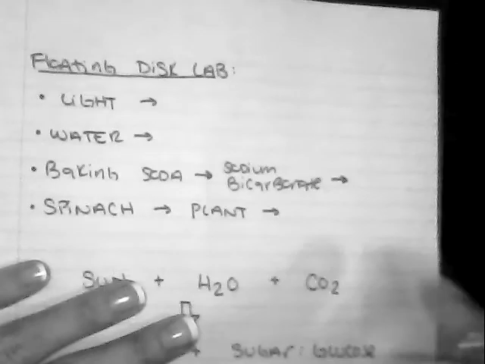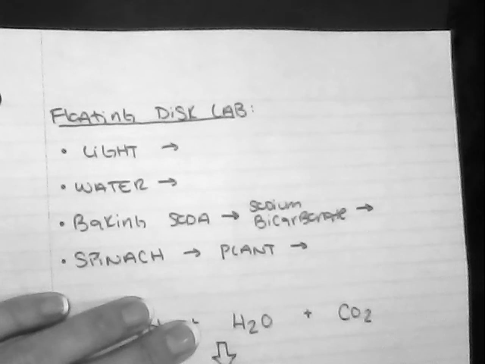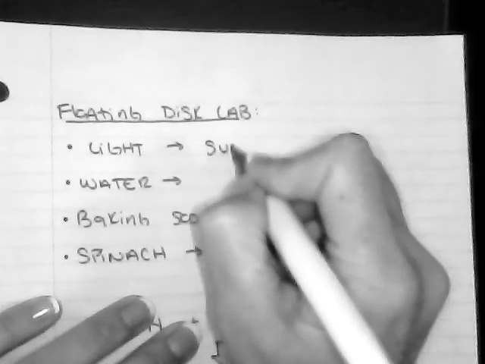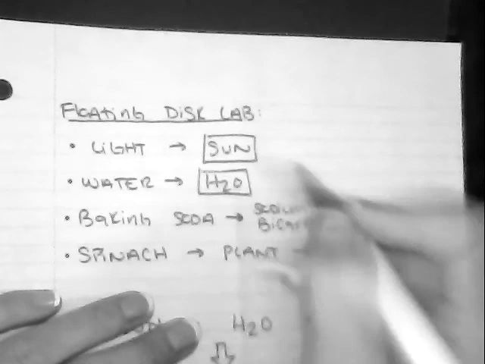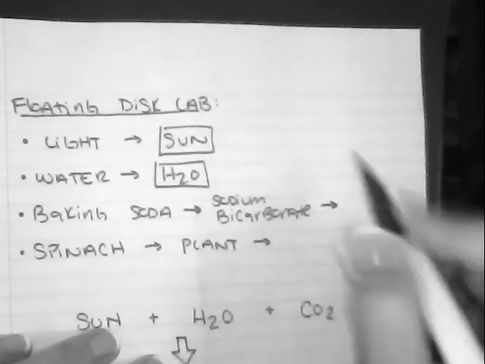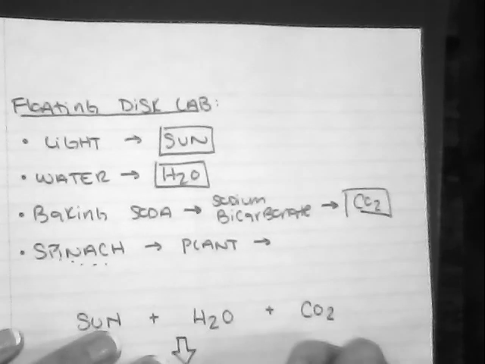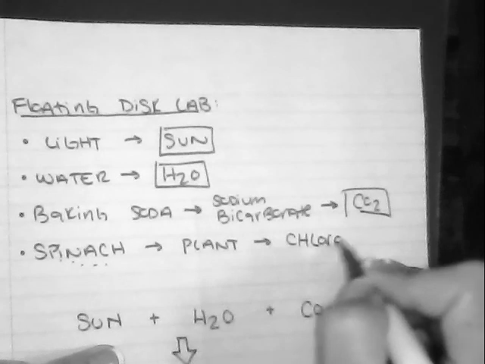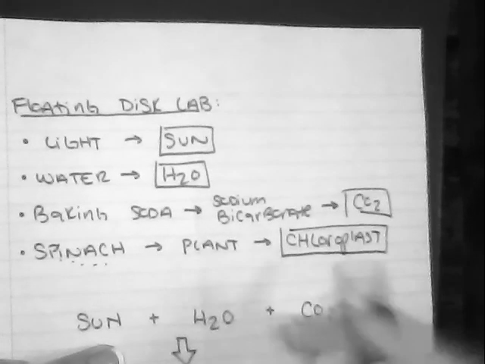In our floating disk lab, we had a couple of things that we were talking about. Light represented the sun here. Water represented H2O. So here are our major factors. Baking soda, which is our bicarbonate, helped to represent our CO2. And then of course our spinach, which is a plant. What does it represent? Well, it represents having the actual product to do the photosynthesis, which is our chloroplast. This is our organelle that's going to be responsible for it all.